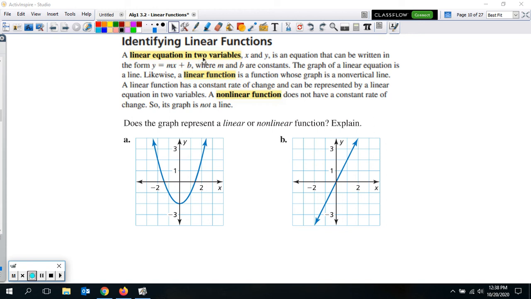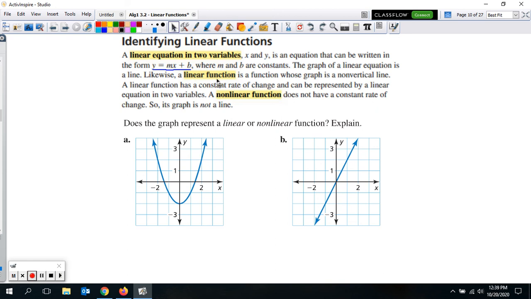A linear equation in two variables, x and y, is an equation that can be written in the form of y equals mx plus b, where m and b are constant numbers. So the m is a number, b is a number, but the y and the x stay the variables. The graph of a linear equation is a line. That's another characteristic of a linear function. In fact, the word linear starts off with the word line, and so we can see that's what the graph is going to look like. It's going to be a line.